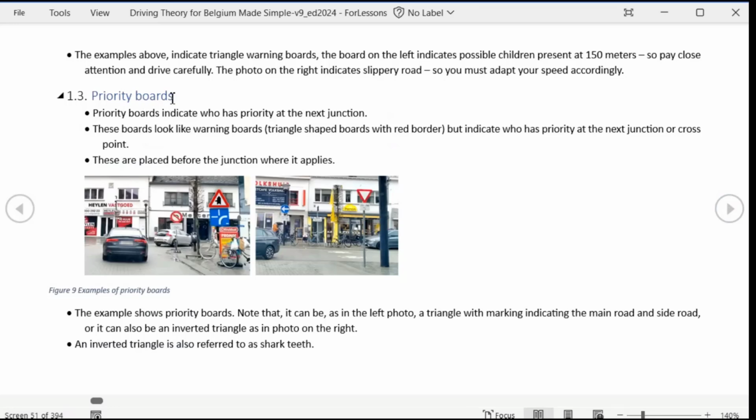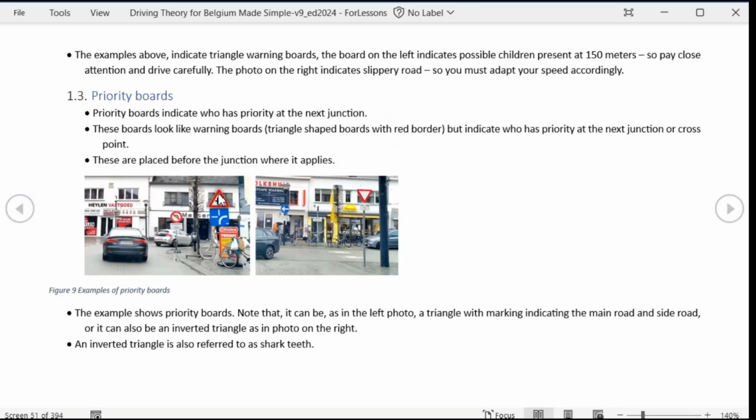Now let's move on to the priority boards. Again, there are a few types of priority boards, but a triangle with a red border is one of the priority boards. But what is the difference? In a priority board, it looks like a warning board. It's a triangle with a red border. Of course, it's a warning board. Why? Because there is a junction ahead. So you need to be aware that there is a junction ahead. The traffic might be coming from any direction, and the visibility might not be complete.